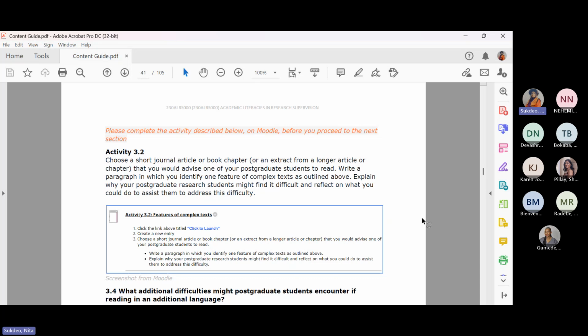So if you had to take this short journal or book chapter and you had to tell your students, read it and then write a paragraph in which you identify a feature of that text, right? Explain how your students might find it difficult and reflect on what you could do to assist them if there are any difficulties. Firstly, again, language, right? The language barrier, the tone in which they write, the style in which they write.